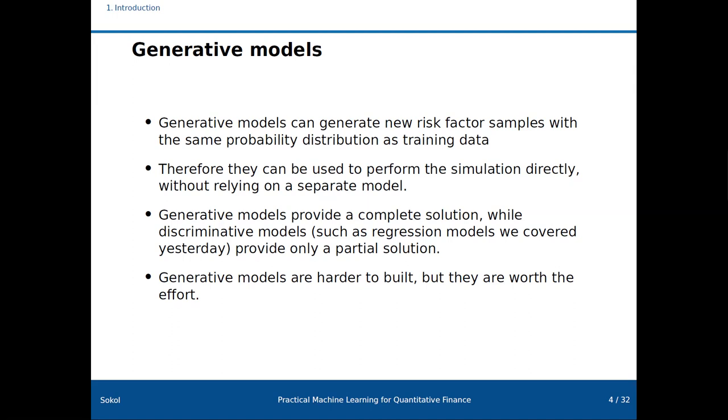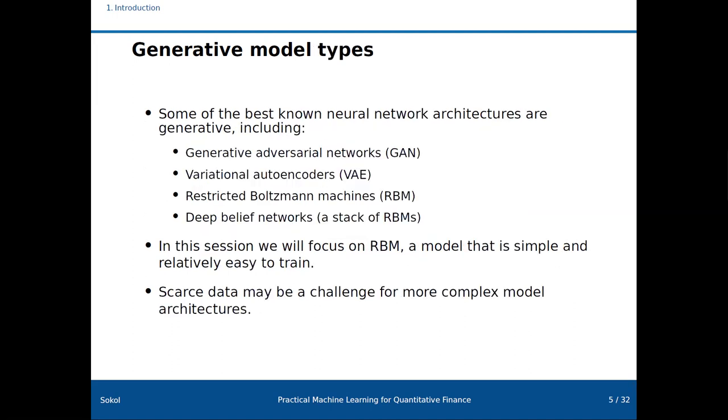So a generative model is a full replacement for historical or Monte Carlo simulation, whereas a regression model is just a way to estimate parameters of something that you use to simulate. And that's why a generative model is a complete solution, while a regression model is a partial solution. They're also, of course, harder to build, but it's worth the effort.